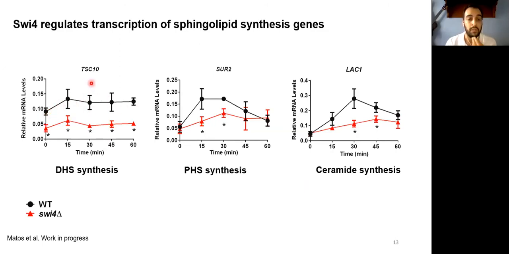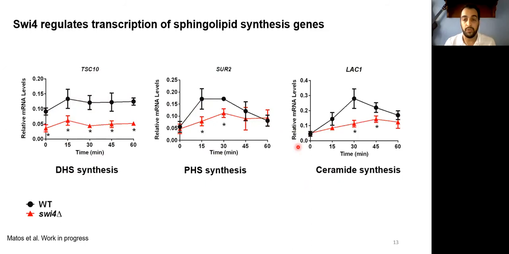This is an example for this TSC10 gene that is responsible for the synthesis of the hydrosphingosine. We can see that the gene does not have a transcription wave. And also another group of genes that present this transcription wave, as you can see here for the SUR2 gene and LAC1 gene responsible for the phytosphingosine and ceramide synthesis.